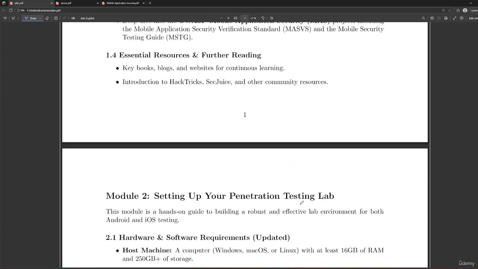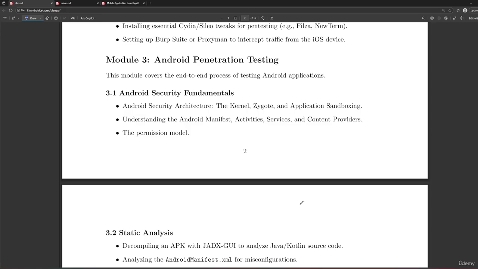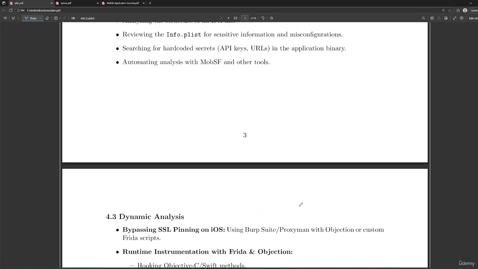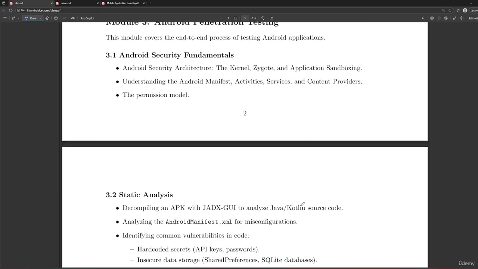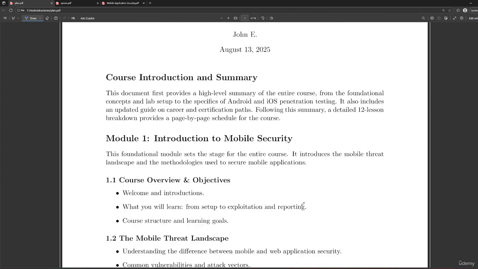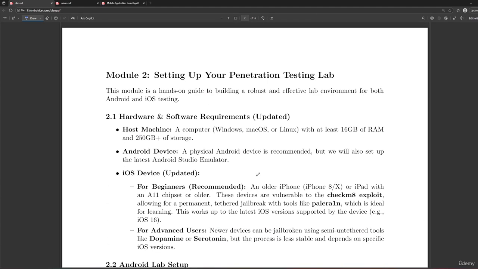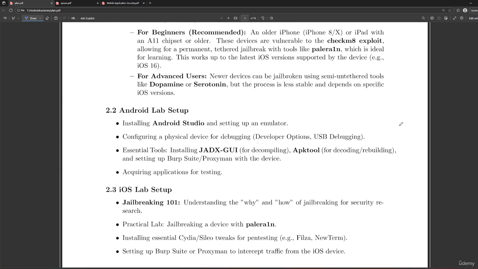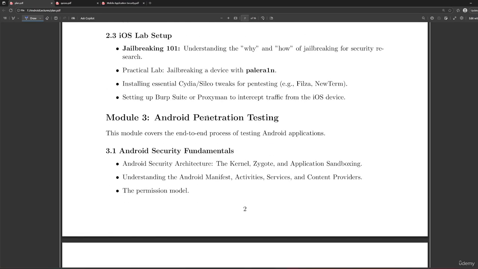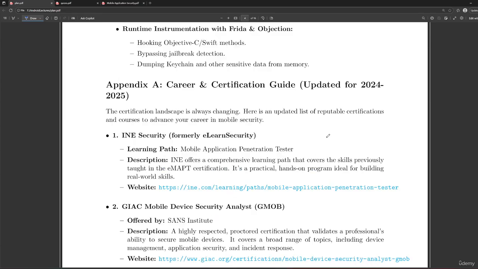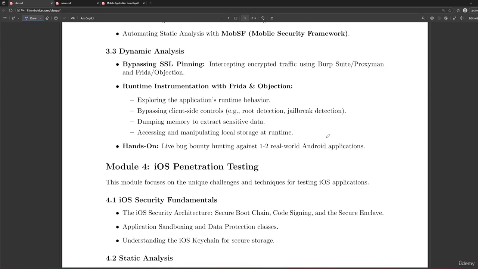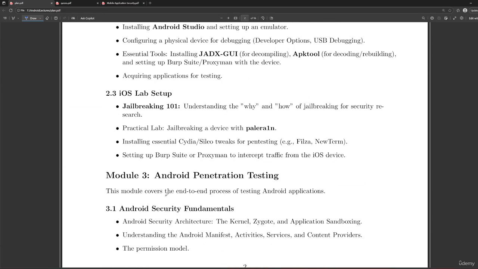So what we'll be covering can be in 4 aspects. These aspects are introduction to mobile security and terminology, and the theory, setting up the penetration lab, Android penetration testing, and iOS penetration testing. Module 3 is the most technical and the most difficult part, and we will be covering it mostly.